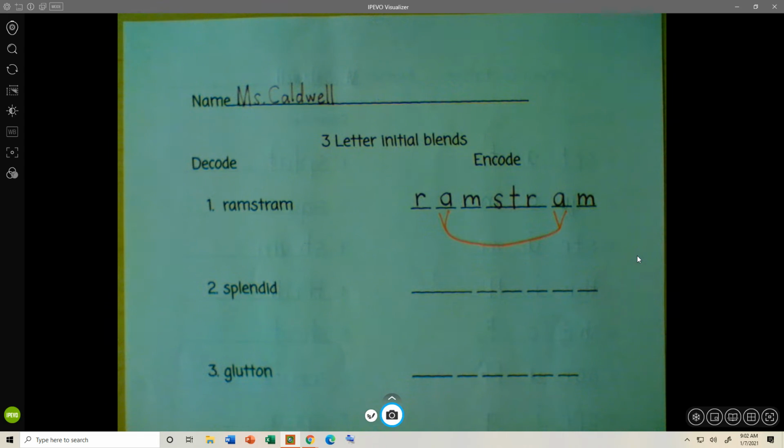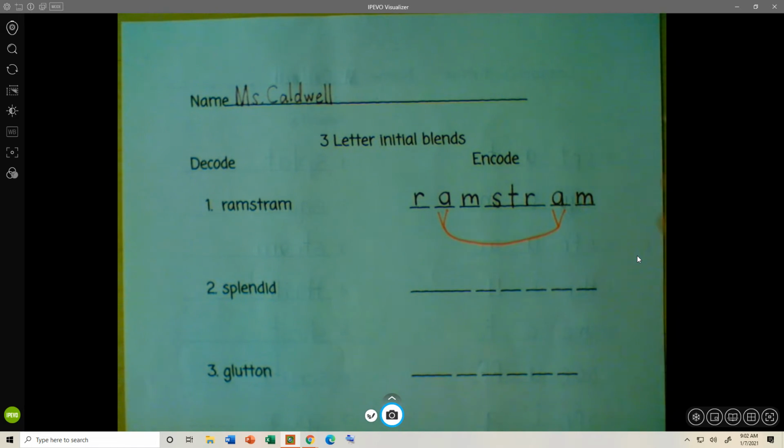Now, what's the next step that we have? What are we supposed to do next? Paige? Find your consonants, or label the letters in between. So, we have our letter M. Is that a vowel or consonant? Corinne? Consonant. It's a consonant.